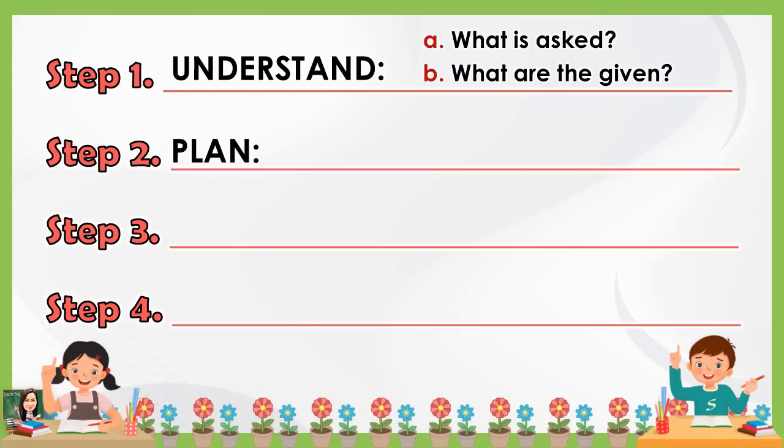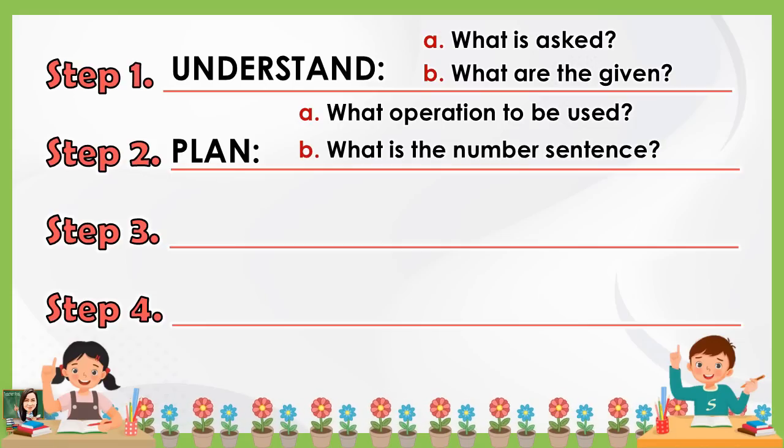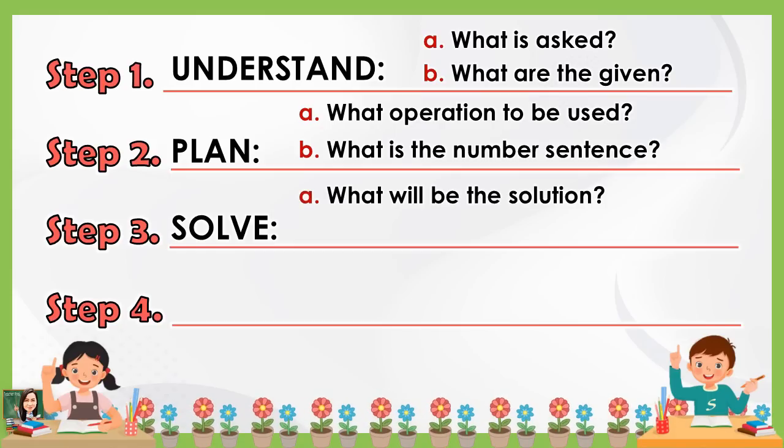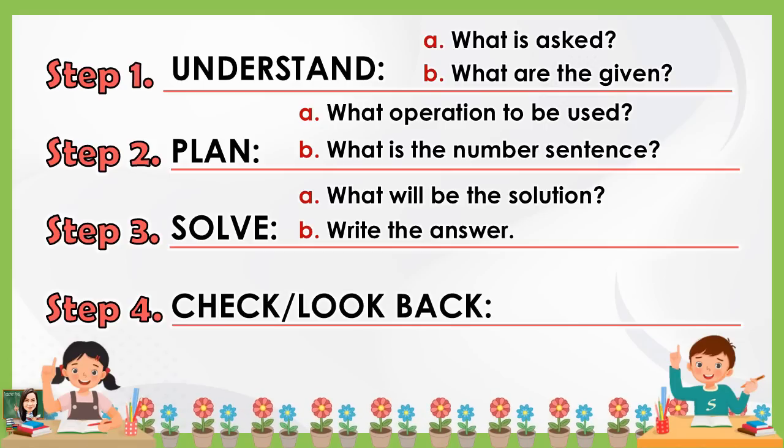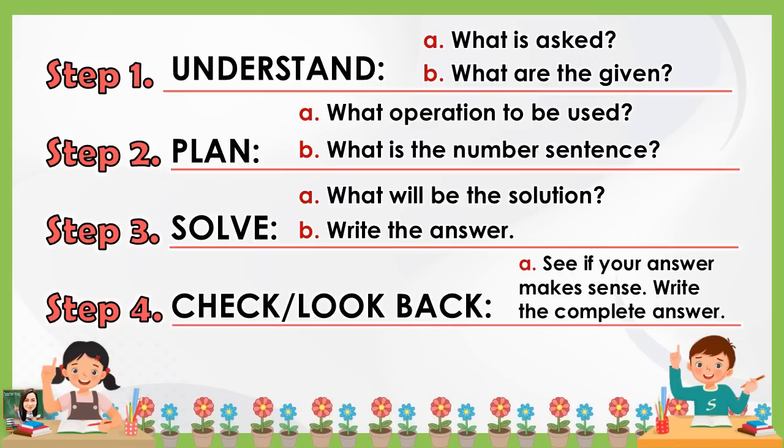Step 2 is to plan. Know what operation to be used, and what is the number sentence. Step 3 is to solve. What will be the solution, and write the answer. And step 4, check and look back. See if your answer makes sense. Write the complete answer. So these are the 4 steps in solving word problems.